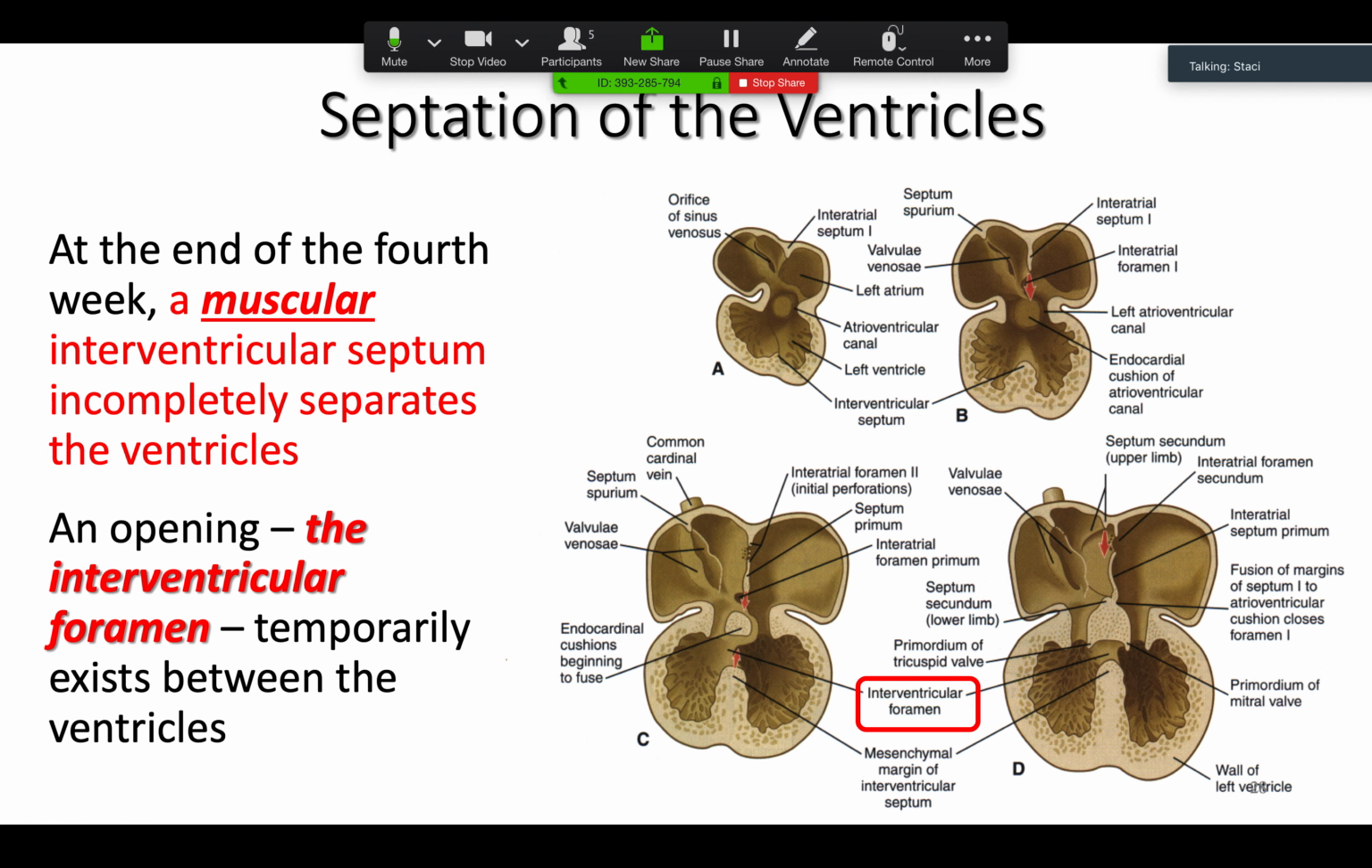The separation of the ventricles, it's in the 4th week, and there's a muscular interventricular septum which separates the ventricles. The interventricular foramen temporarily exists here.